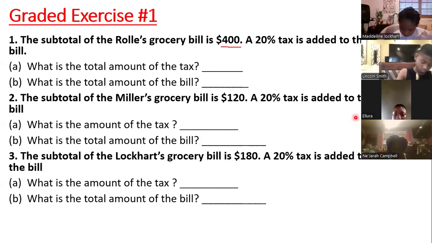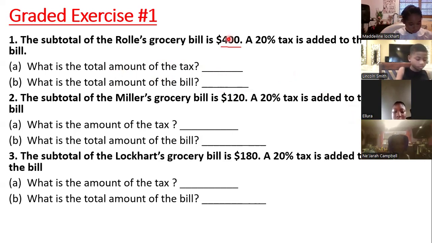So that means that the total amount of the tax is $80. But to find the total amount of the bill, we have to add 80 and 400. And that's how you find B. All right, so write down A, do all the working and everything, and then find B. Remember B, you have to add 400 plus 80. You understand me? Yes, sir.